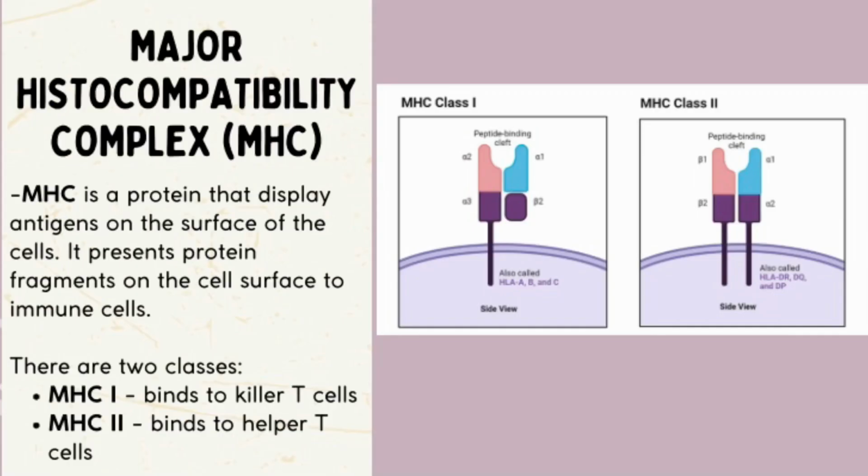Next is the major histocompatibility complex or the MHC. MHC is a protein that displays antigens on the surface of the cell. It presents protein fragments on the cell surface to immune cells. There are two classes of MHC. First is MHC1. It binds to killer T cells. Next naman is yung MHC2. It binds to helper T cells.